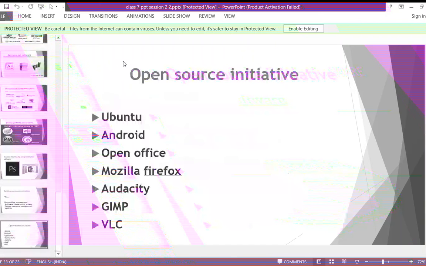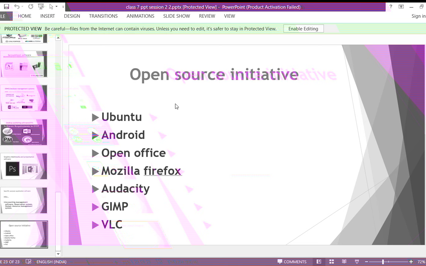So next is the last part of this chapter, that is the Open Source Initiative. It is an organization dedicated to promoting open source software. These softwares are open source, but sometimes they are given free and sometimes they are not free. For some softwares we have to give money and purchase them.